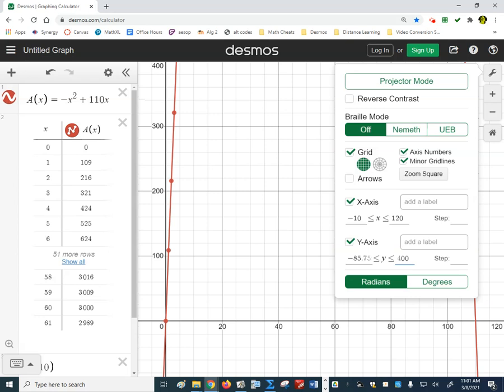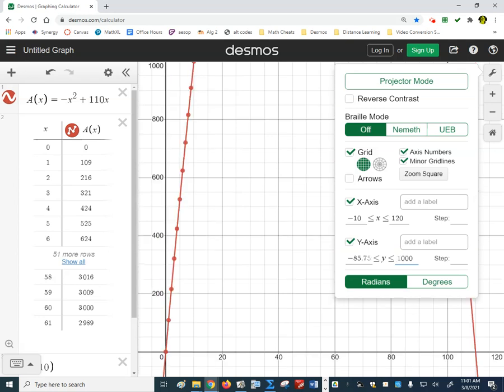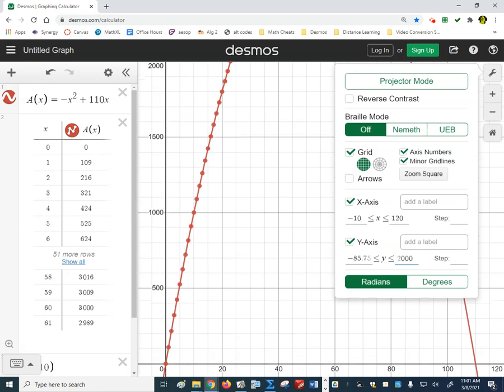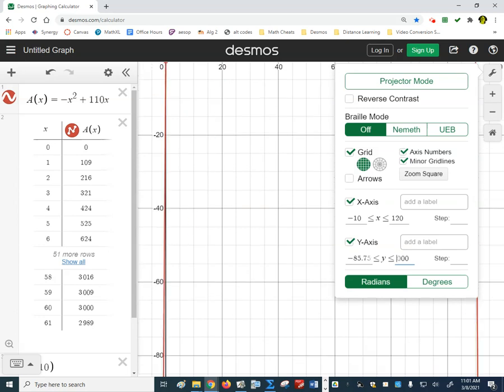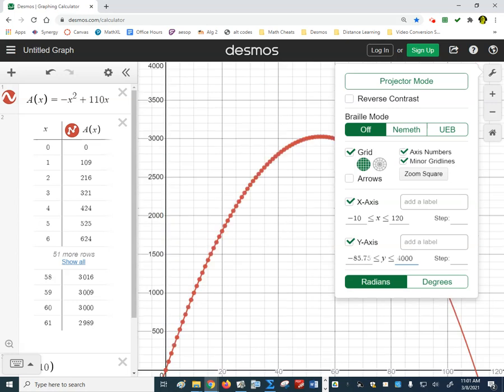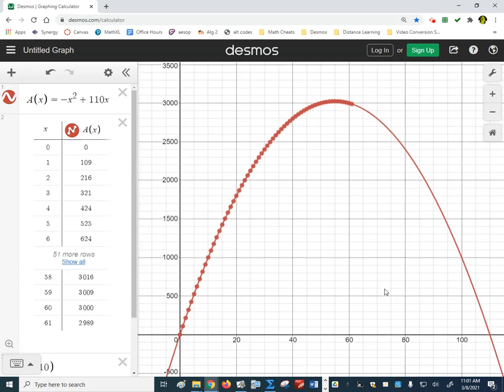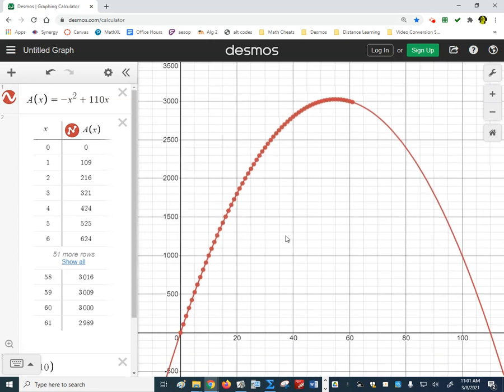Let's try something like 1,000. Still not big enough. Let's try 2,000. Still not big enough. 3,000, still not big enough. Let's try 4,000. There, finally I can see this okay, right? And now I can just pick the graph up a little bit, and now I can see it. Everybody get that?